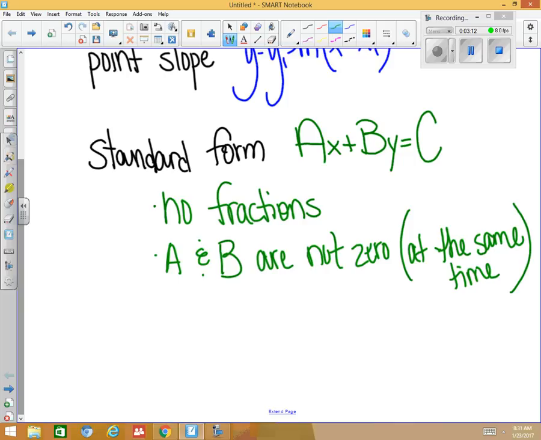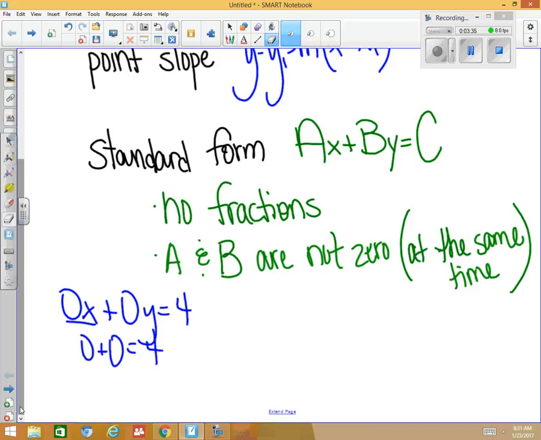So the other one is like, it can't be this. If you have 0x plus 0y equals 4, that's what it's saying. Because if you have 0x, what's that? 0. If you have 0y, what's that? Nothing. You got a number over here. Oh yeah, 0 equals 4. So they're telling you something that you would eventually figure out, but it's almost like giving you a hint.